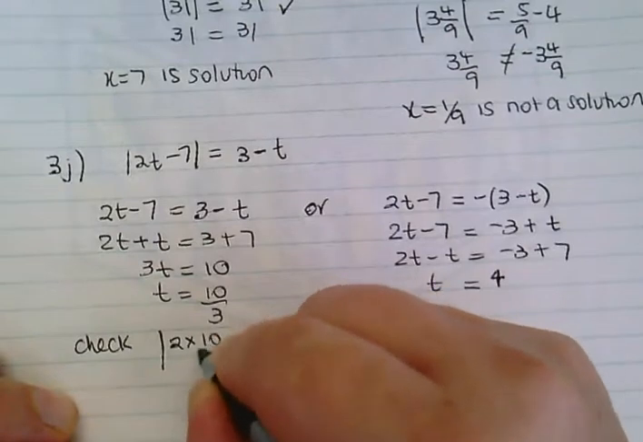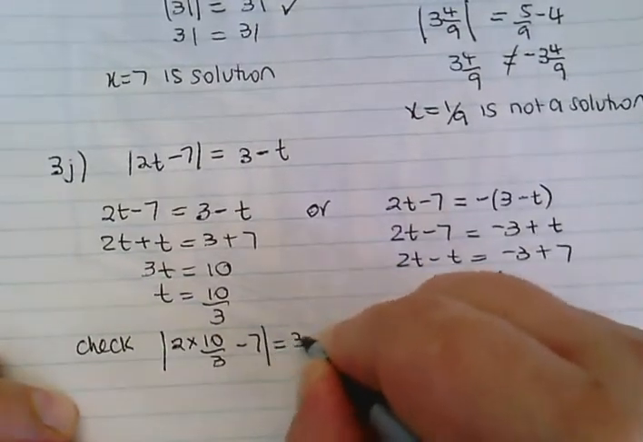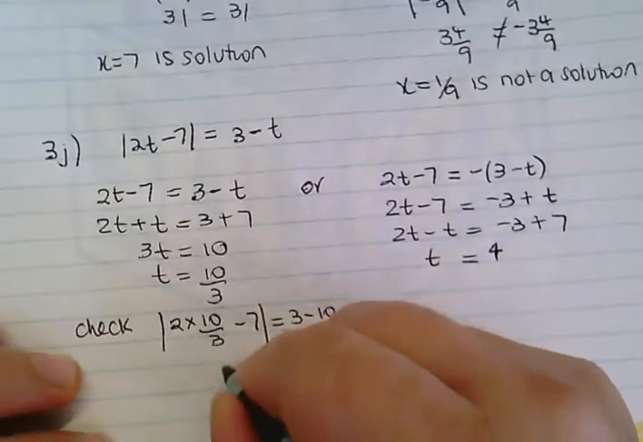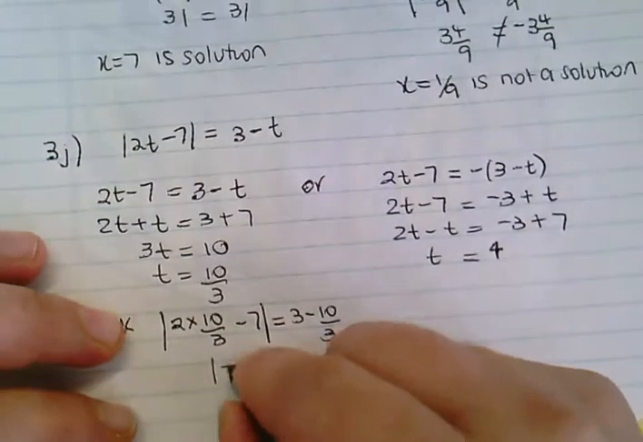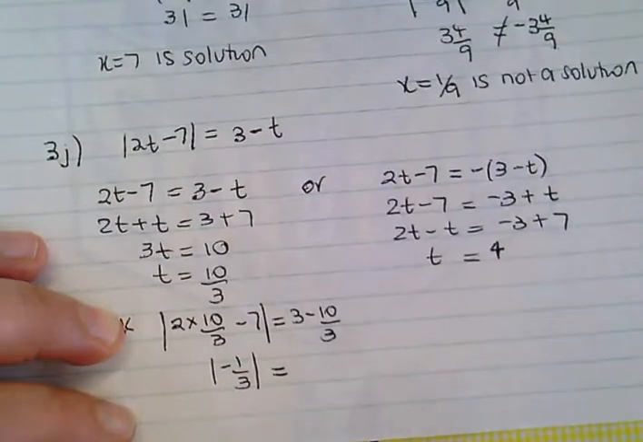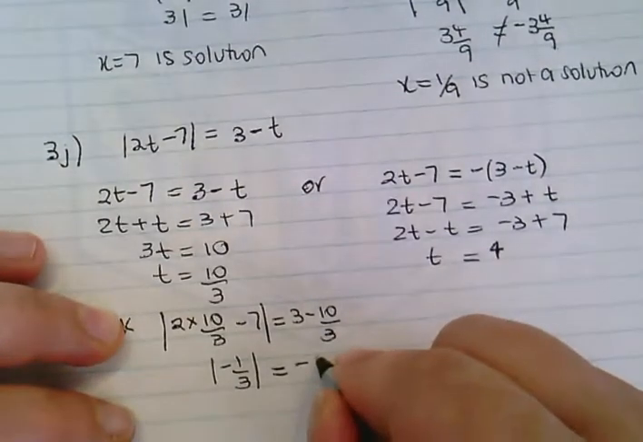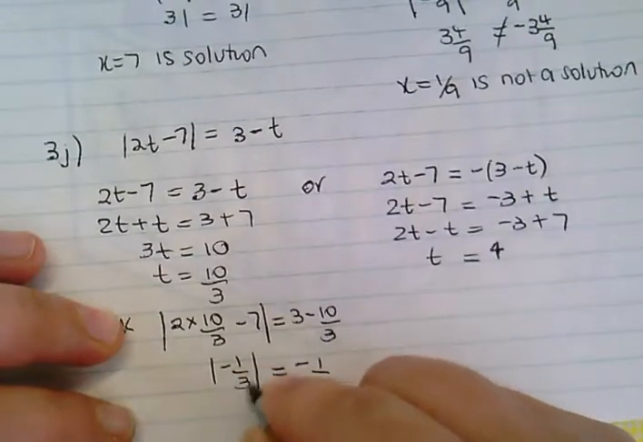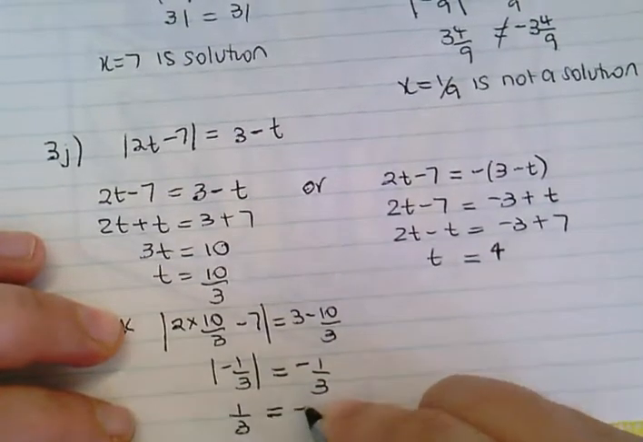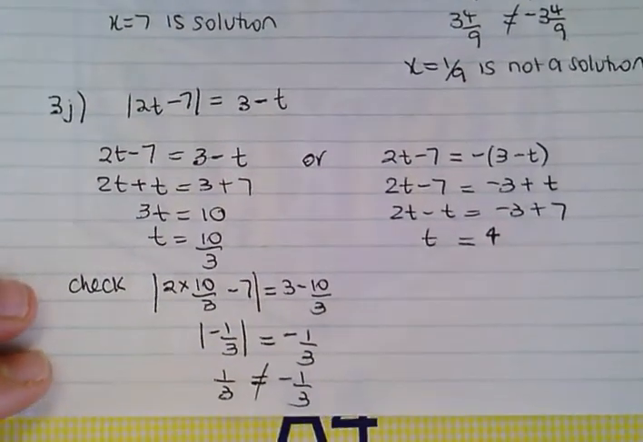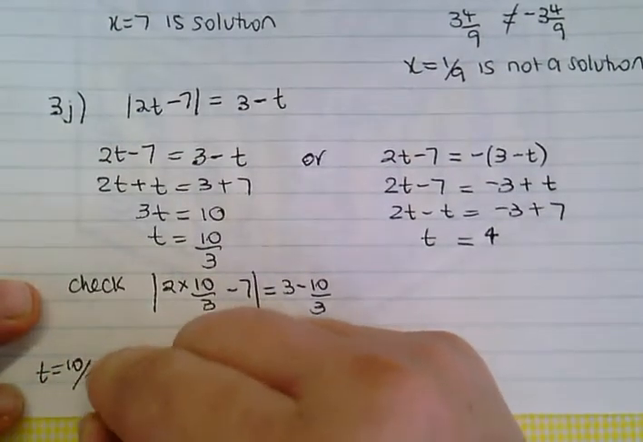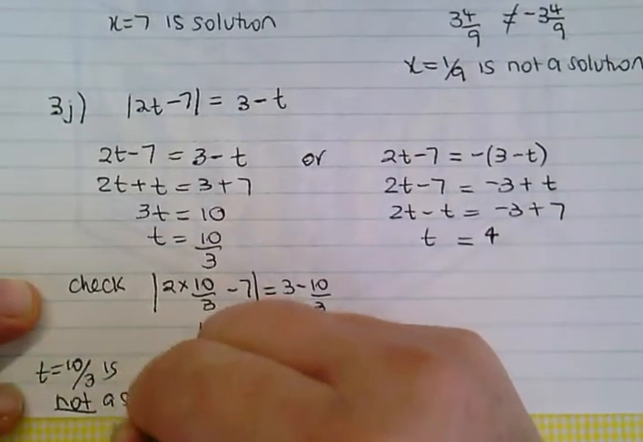Absolute value of 2 times t over 3 minus 7. 20 over 3, that's 6 2/3. Take away 7, that's the absolute value of negative 1/3. 3 minus 3 1/3 is negative 1/3. Absolute value of negative 1/3 is a positive third. That does not equal negative third. That is not a solution. So t equals 2 over 3 is not a solution.